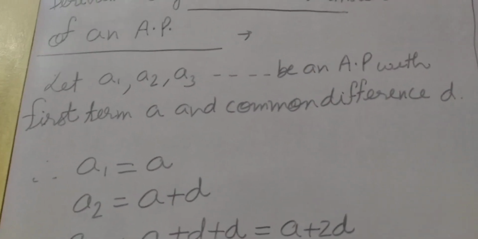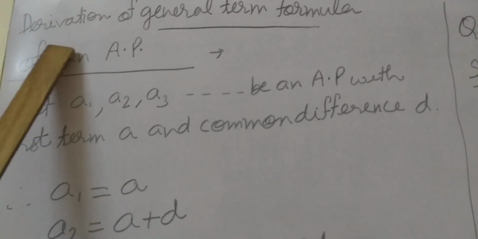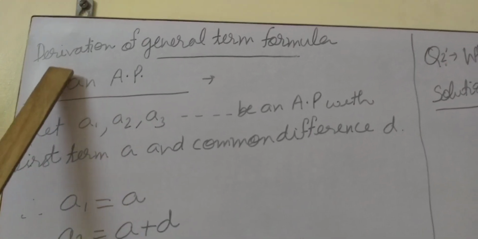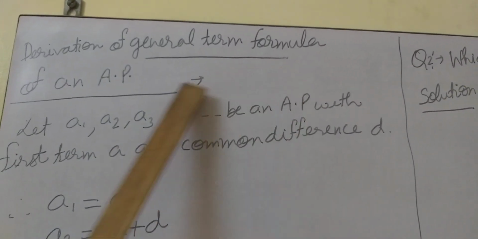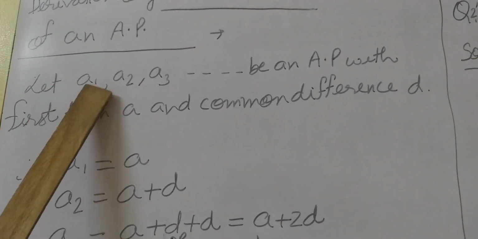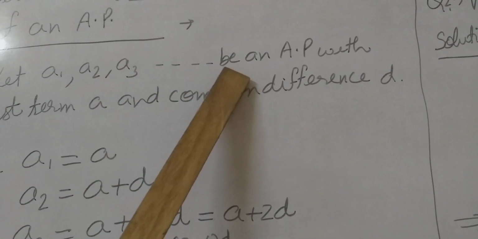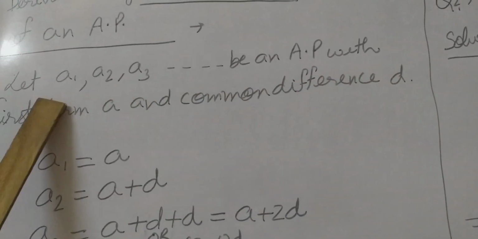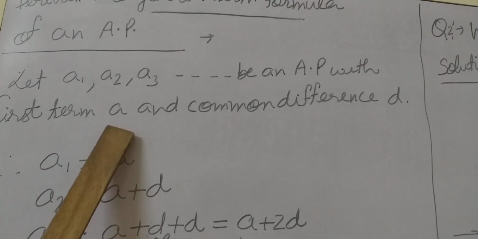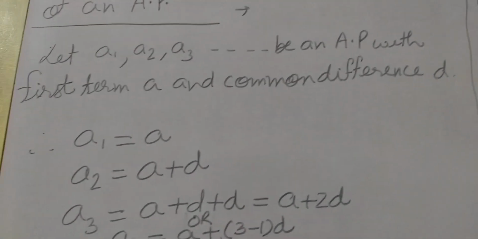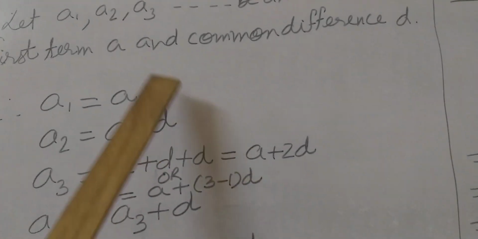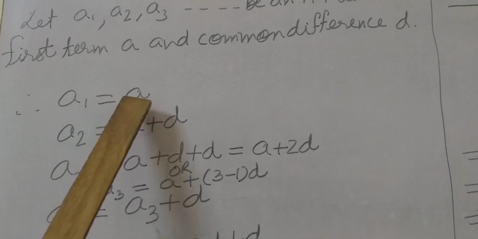Today we are going to derive the formula for the nth term, the general term, of an AP. Derivation of the general term formula of an AP. Students, we are going to suppose A1, A2, A3 are the terms of an AP. The first term is A and the common difference is D. Now the first term is A, so we can say A1 equals A.